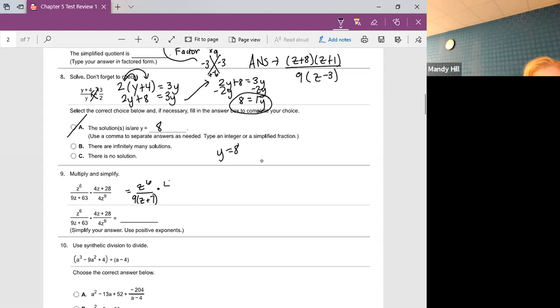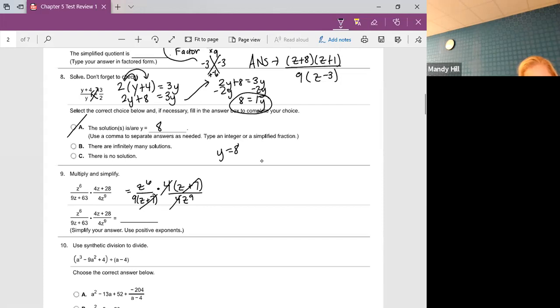And on the top, it looks like I could probably take a 4 out of both of these terms. That would leave me with z, and 28 divided by 4 would be a 7. And then on the bottom, I've got 4z to the 9th. Now remember, anything that is on the top can cancel out with things on the bottom. I'm seeing this z plus 7 can go with this z plus 7. I'm seeing this 4 can go with this 4.